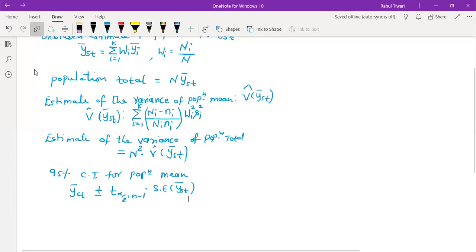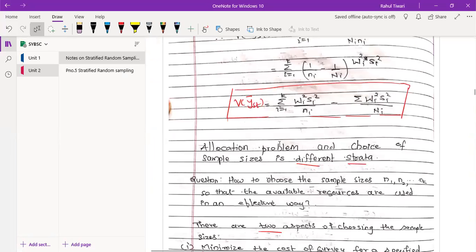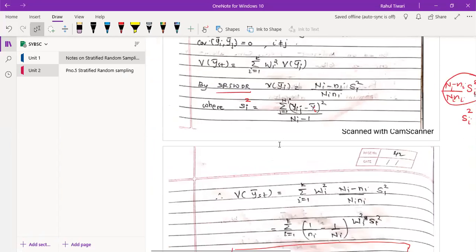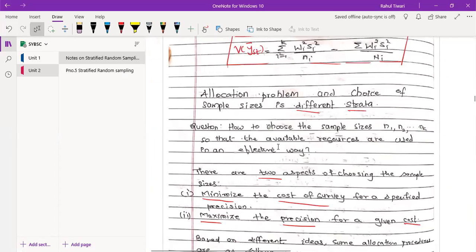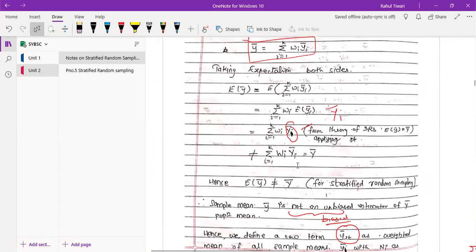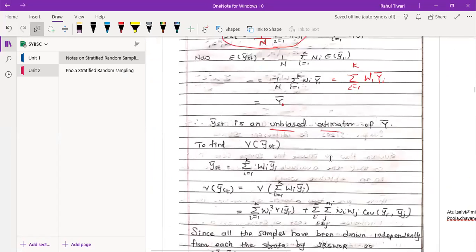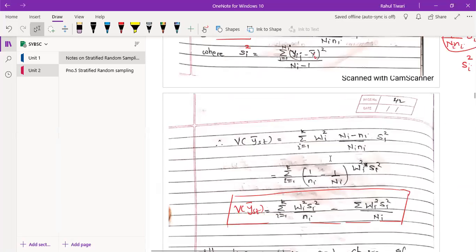Then we have a formula under, I think, the location. So one may use this formula also, or one may use this formula, both formulas.